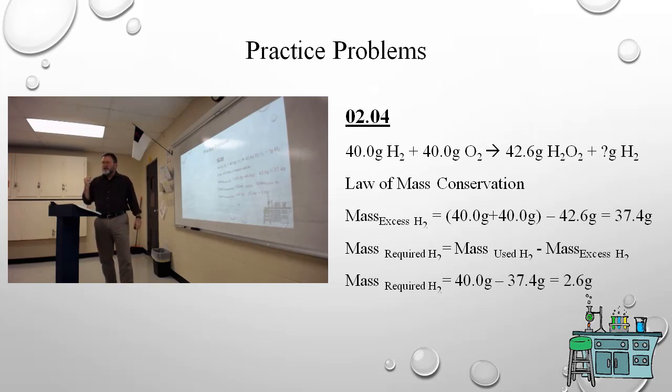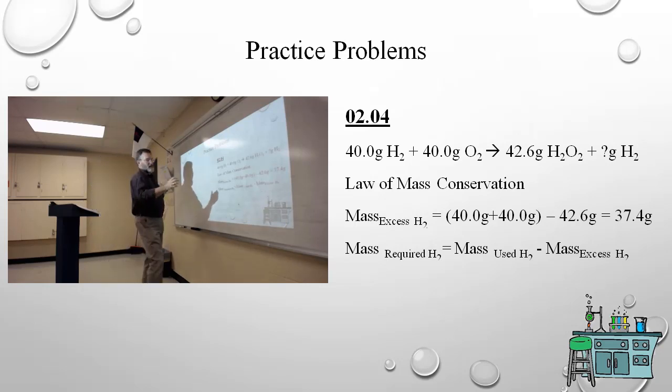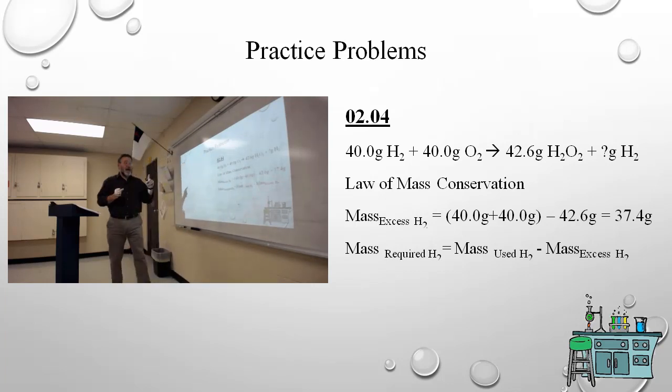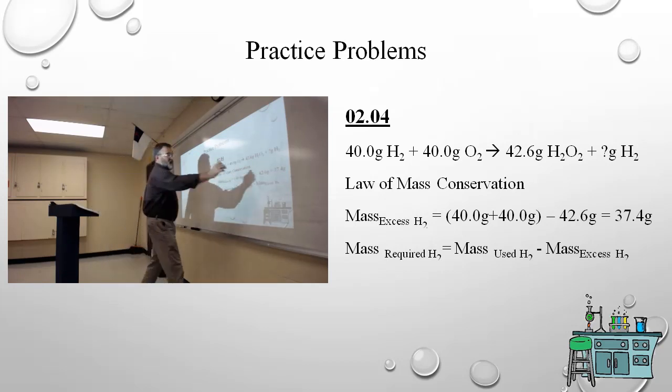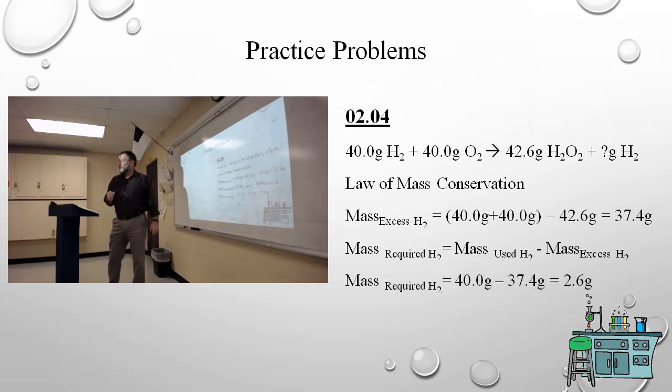2.6 grams. We have, actually, let me back up just a bit. How much do we actually need? It's how much did we actually use minus how much extra did we have. We actually put in how much? We put in 40 grams, right? How much hydrogen? In the initial recipe, we put in 40 grams of hydrogen. How much extra did we have? 37.4 grams of hydrogen. We had 40, and we had 37.4 too much. So 40 minus 37.4 is 2.6 grams.